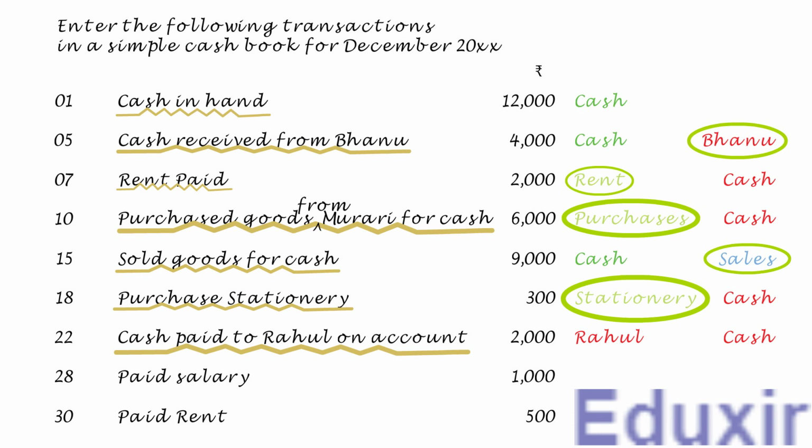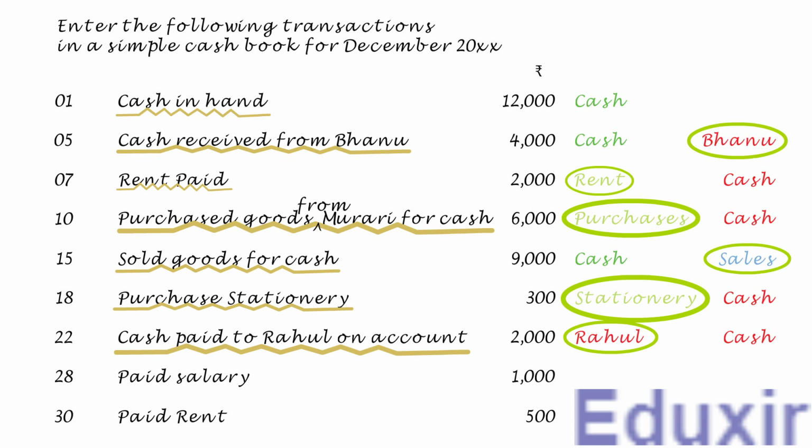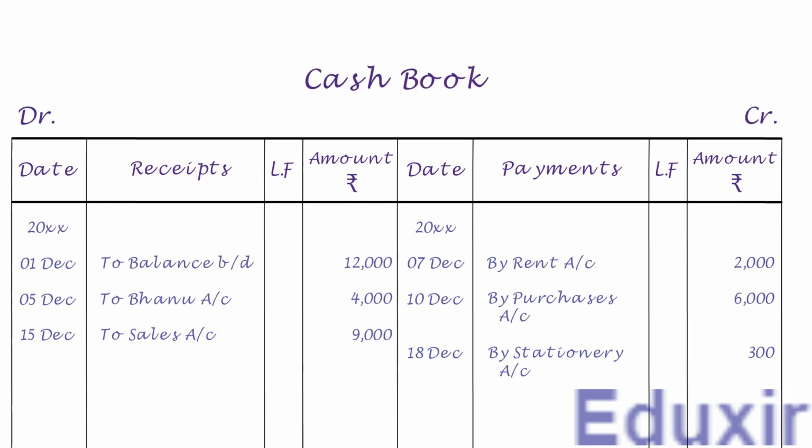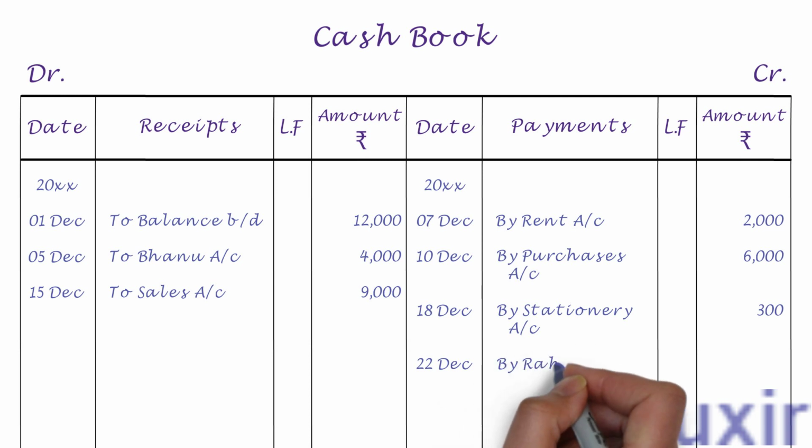In this transaction, as you can see, the cash is on the credit side. So it needs to be posted on the credit side of the cash book. Note that the particulars that need to be posted in the payments column of the cash book is Rahul account. With this analysis at our disposal, let us proceed with the posting of this transaction on the credit side of the cash book. Let us first record the date. Let us then record Rahul account in the payments column.